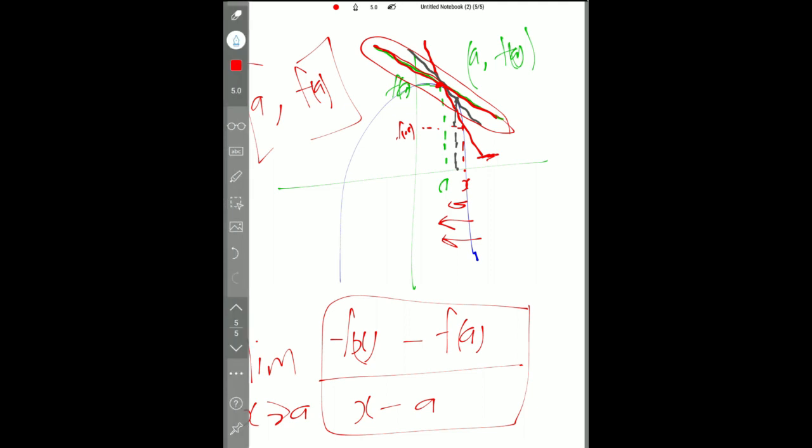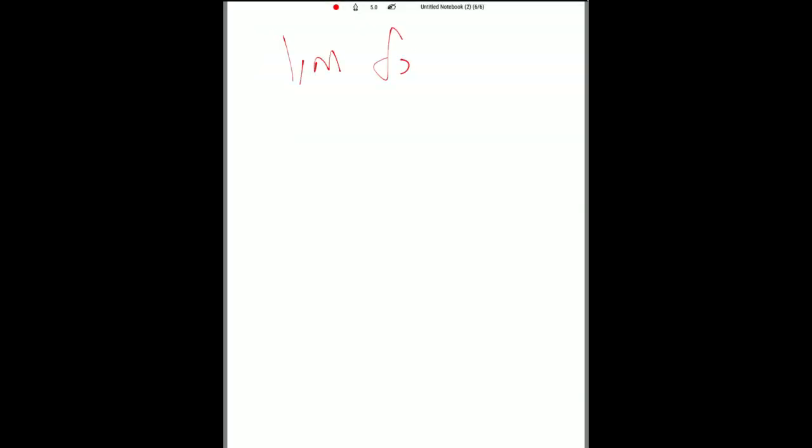So let me just rewrite this on another page. We are finding the limit of f of x minus f of a over x minus a as x approaches a. Now, let's say that h is equal to a minus x.